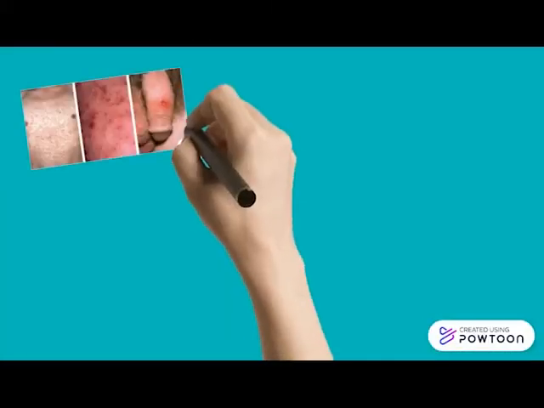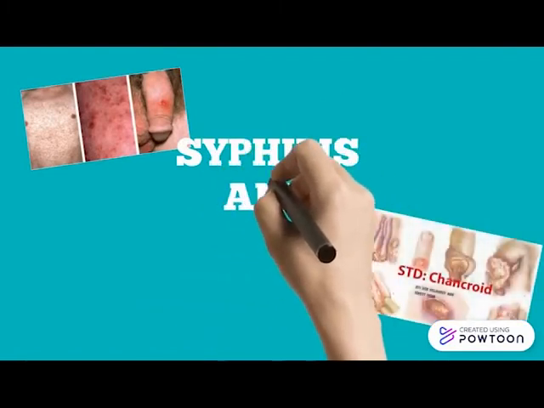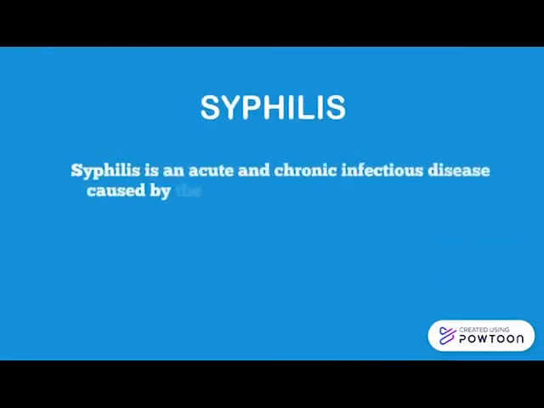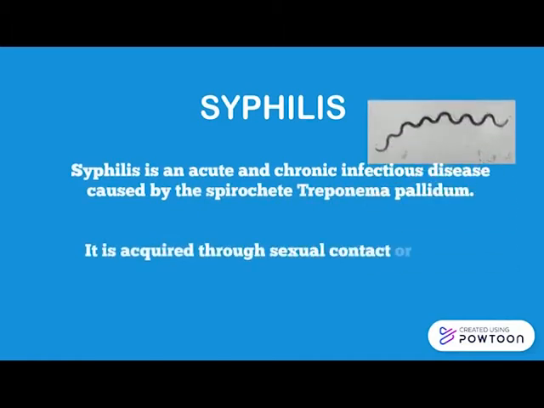Today, we're going to talk about syphilis and chancroid. Syphilis is an acute and chronic infectious disease caused by spirochete Treponema pallidum. It is acquired through sexual contact or may be congenital in origin.